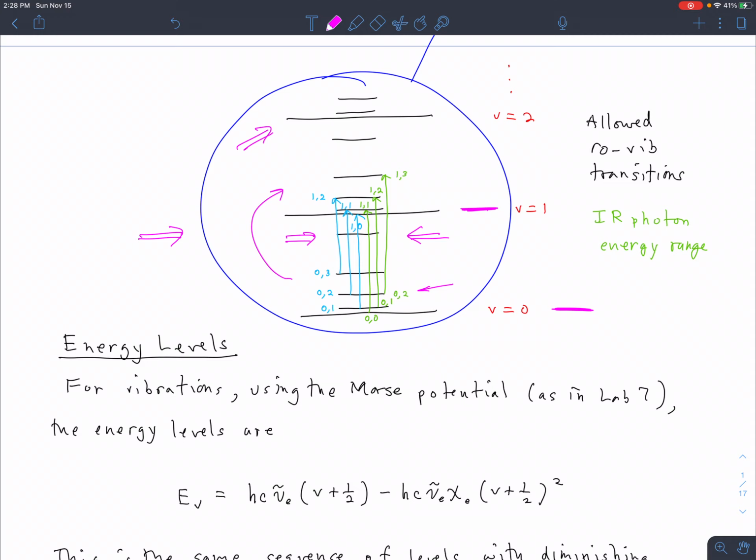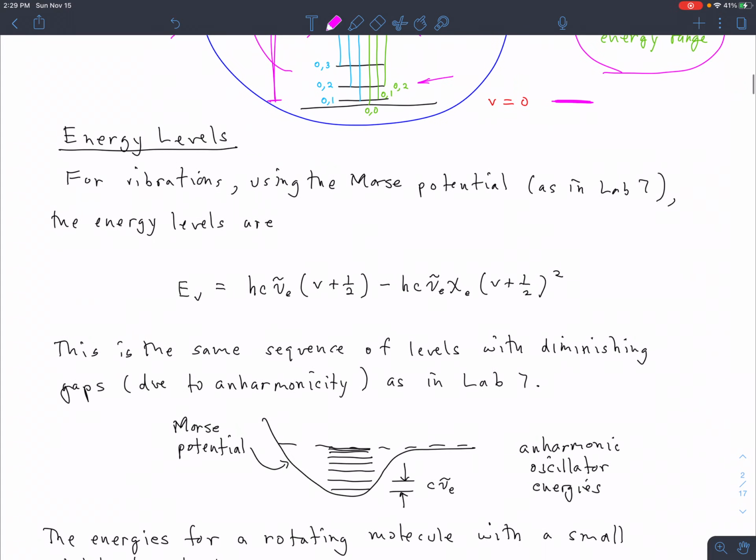Also, yes, as I said already, these transitions are all in the infrared photon energy range. The vibrational transition itself is within the IR photon energy range. And then we're going to see slight differences due to the rotational levels. So it's basically an IR transition, or a vibrational transition with structure, superstructure, that's caused by the various rotational levels. All right, let's talk about the quantum mechanics then, the energy levels.